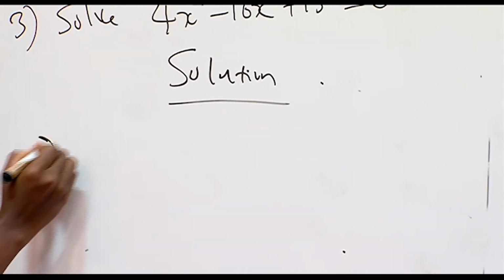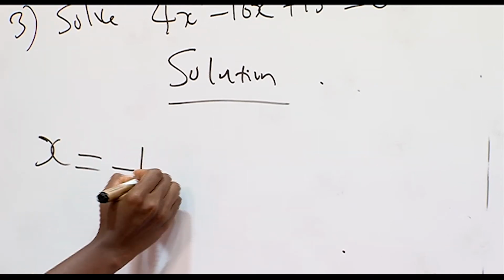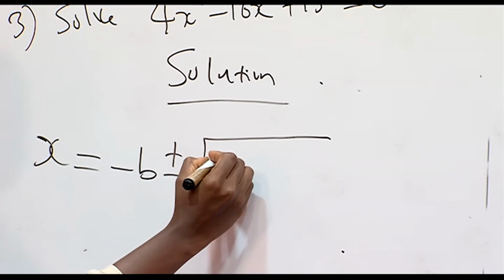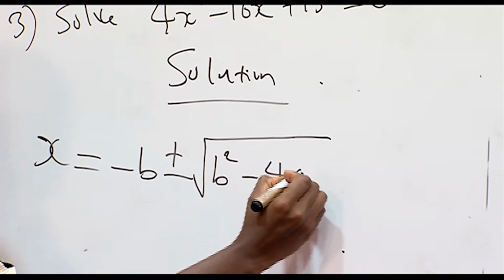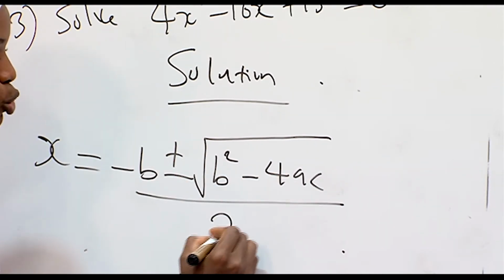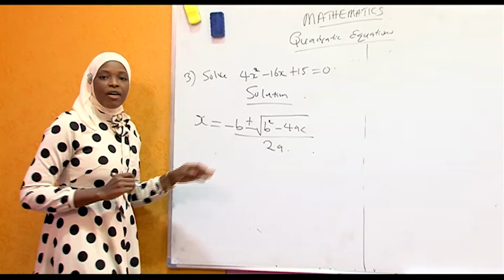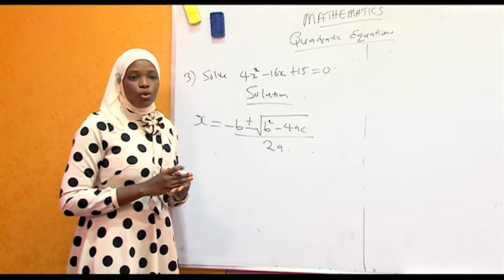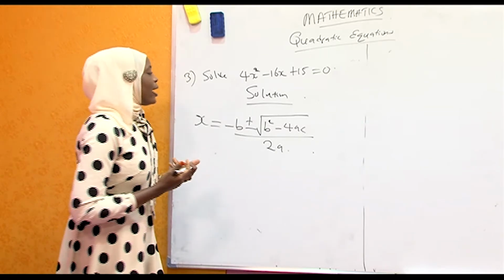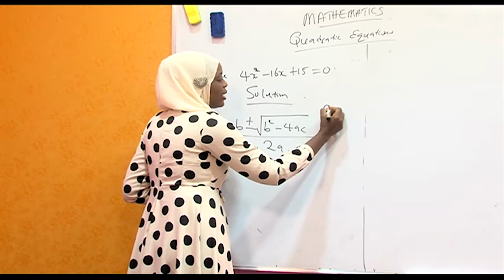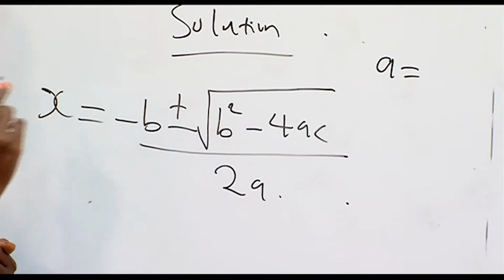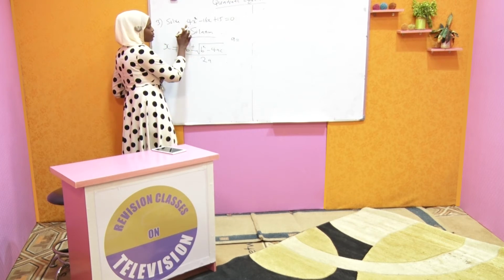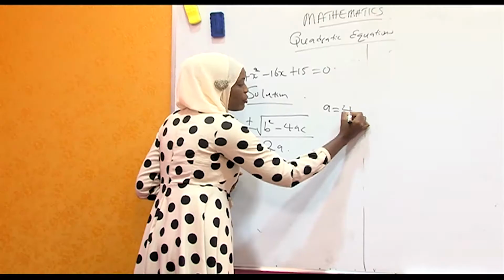Using formula method, you have x is equals to minus b plus or minus the square root of b squared minus 4ac all over 2a. Okay, we have the formula on the board. What is your a? What is your b? What is your c? I said earlier that a is the coefficient of your x squared. So here, what is the coefficient of our x squared? Is plus 4. So our a will be 4.